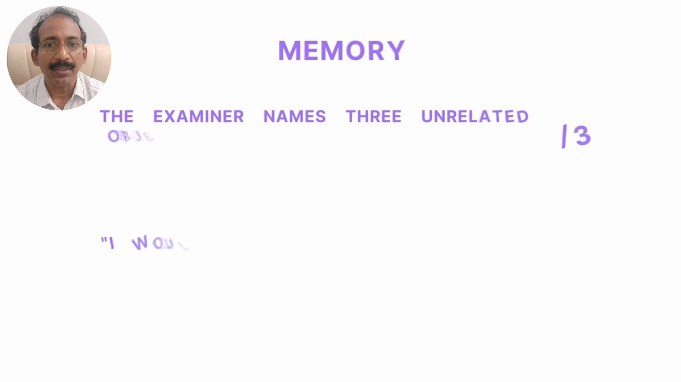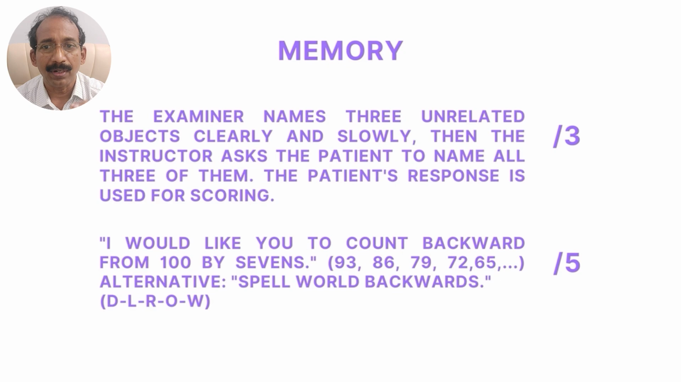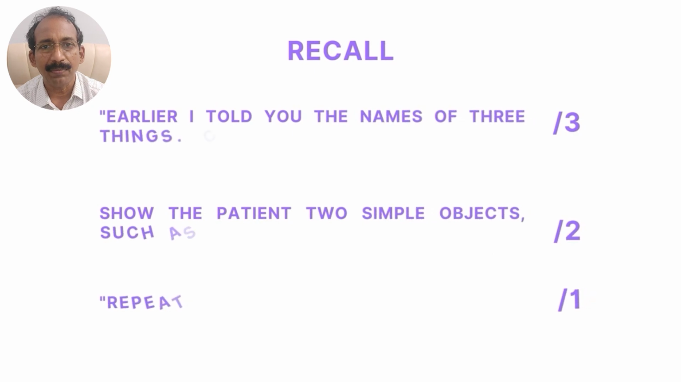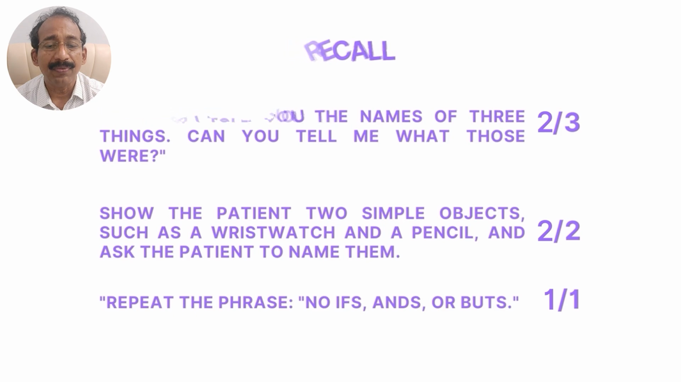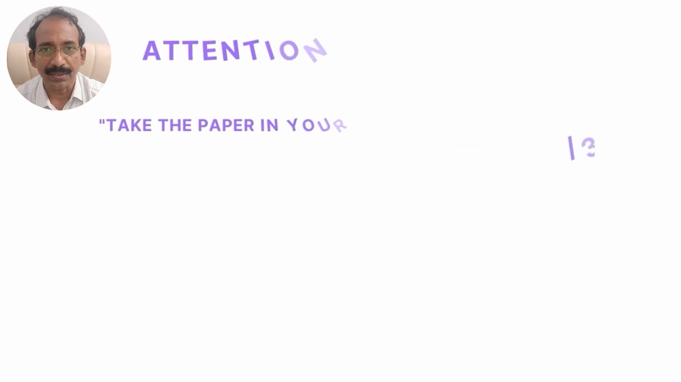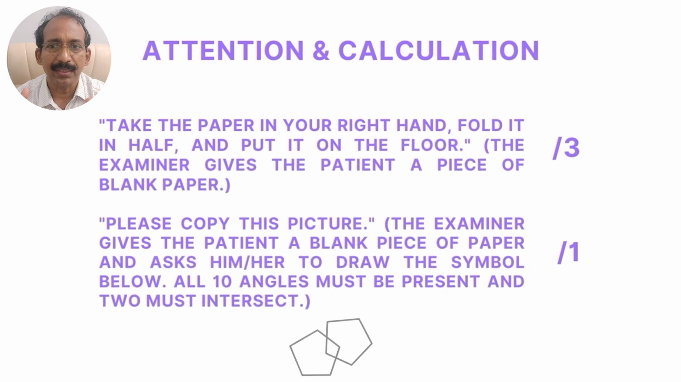And now we will check the memory. The examiner names 3 unrelated objects and checks if the patient is able to respond and remember all the 3, and asks them to count backwards or spell backwards with the numbers. So that's how you check the memory. Now you recall. After some time, you ask them to repeat the objects you named earlier, and then show a wristwatch or pencil and ask them to name it, and then make them repeat the phrase, no ifs or buts, and put on a mark. And calculation. Give them an instruction: take a piece of paper in your right hand, fold it in half and put it on the floor.